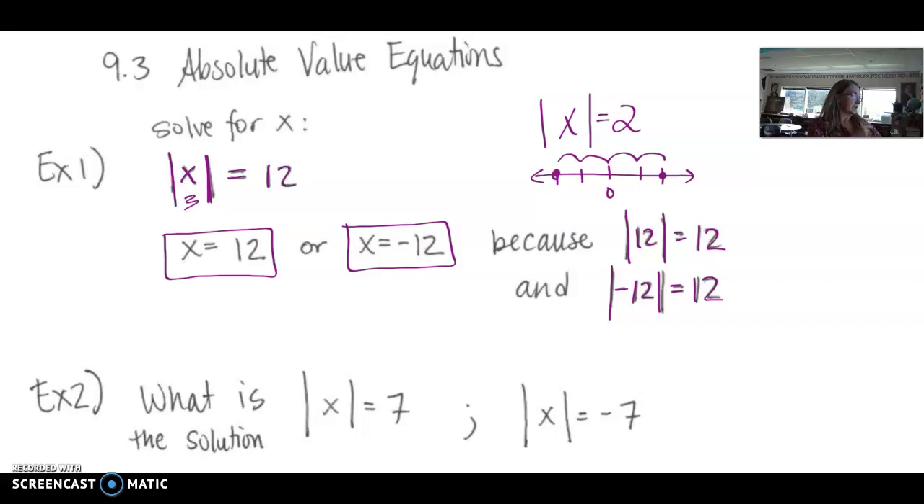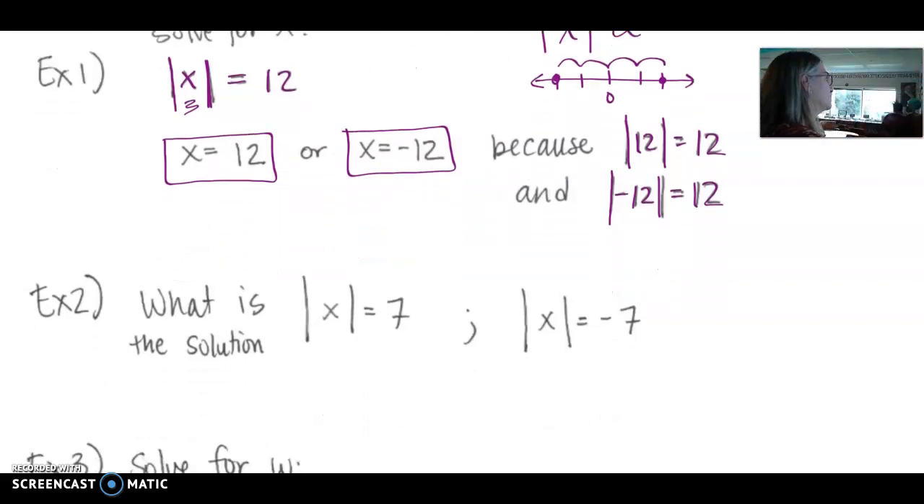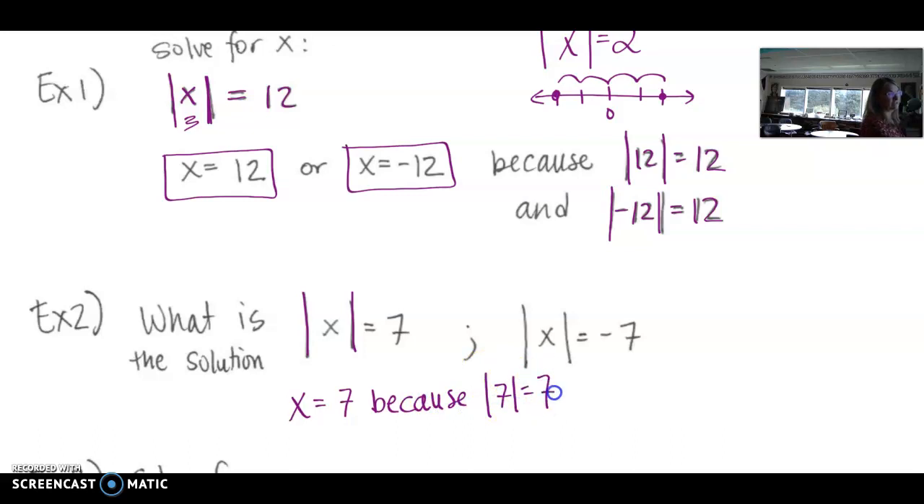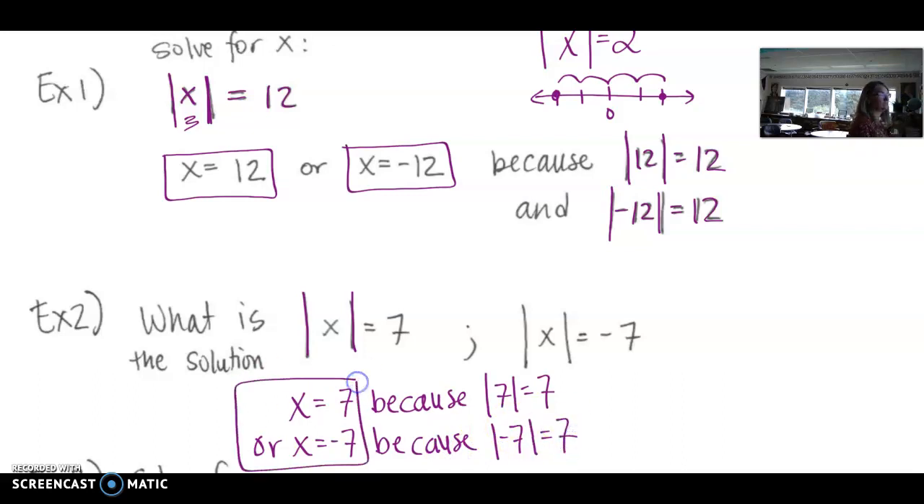So let's look at example 2. You have the absolute value of x equals 7, and then another one, absolute value of x equals negative 7. What are the solutions? In this first part, if the absolute value of x equals 7, then we could put x equals 7, and the absolute value of 7 is 7. Or we can put in x equals negative 7, because if I throw a negative 7 in the absolute value bars, it is also equal to 7. So we have 2 solutions, x is 7 or negative 7.